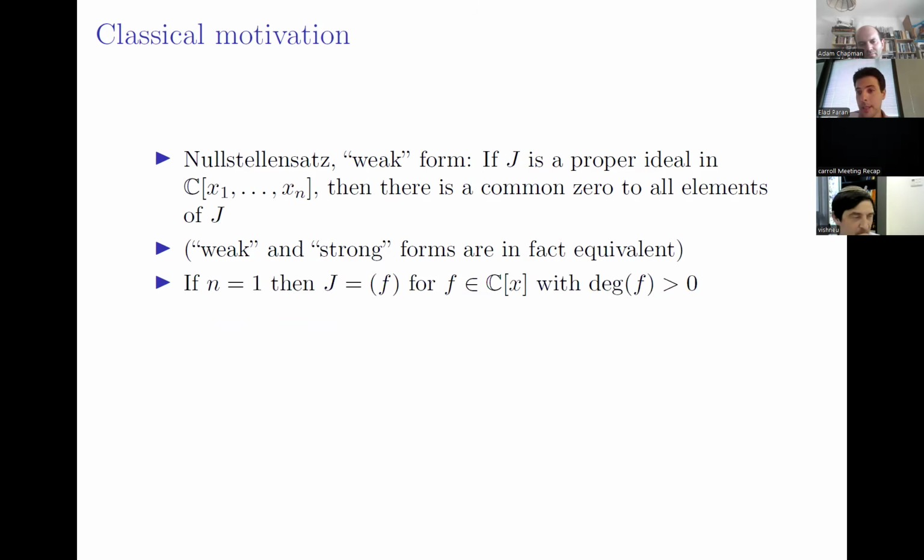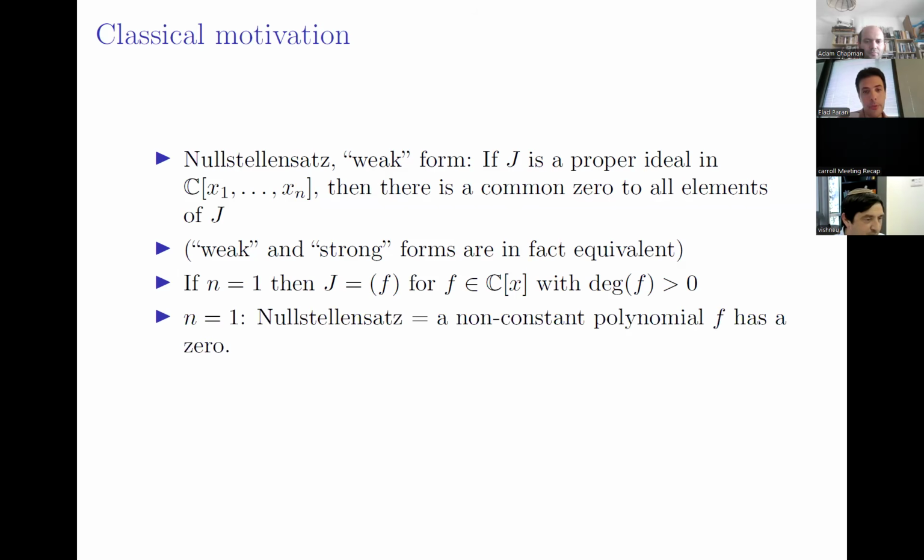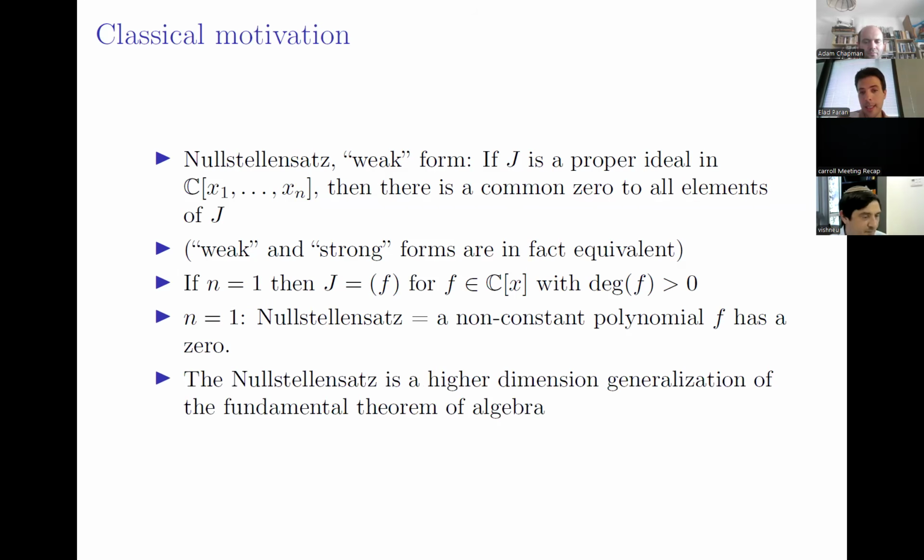Now, if you were at the special case where n is 1, where you only have one variable, then of course we have a principal ideal domain, and in this case, the ideal J is generated by a single polynomial of positive degree. So in this case, the statement is simply that there is a zero to this single polynomial, which is just the fundamental theorem of algebra. So one way to think about the Nullstellensatz is as a higher dimensional fundamental theorem of algebra. Okay, so this is very, very classical.